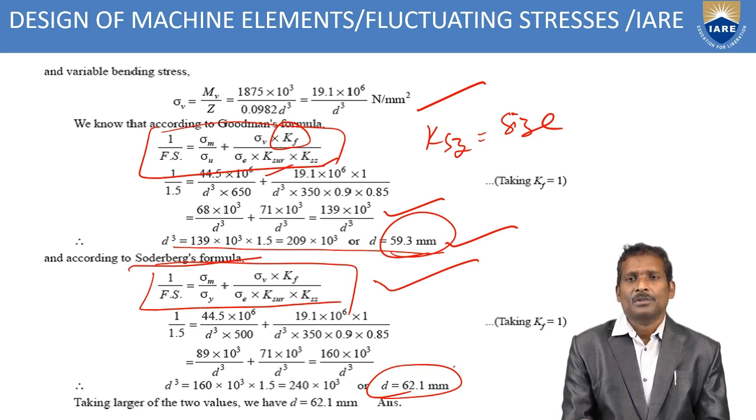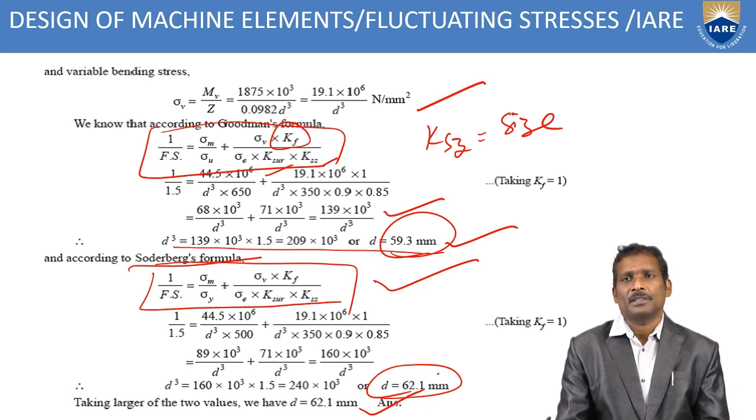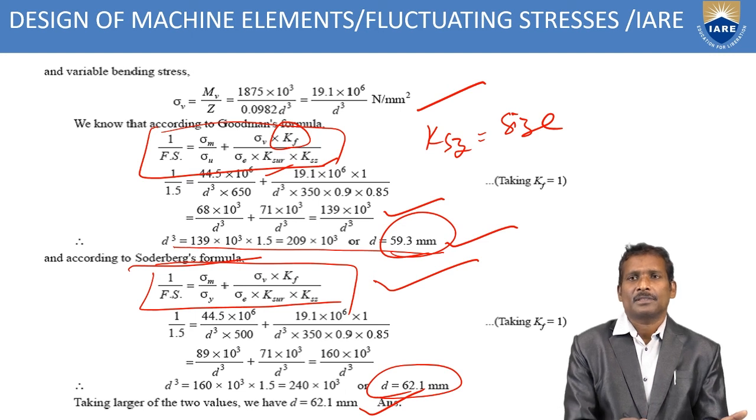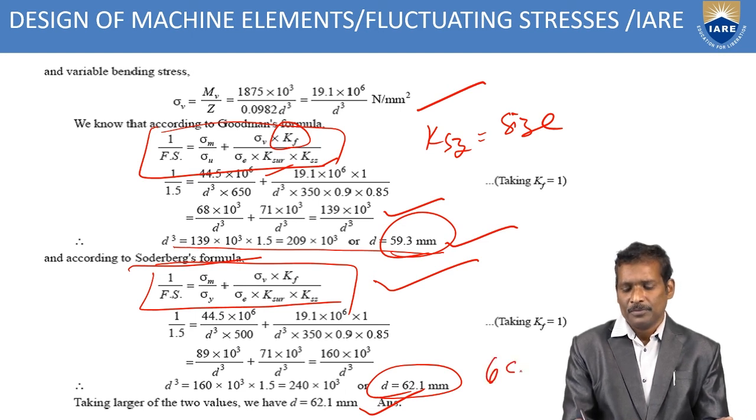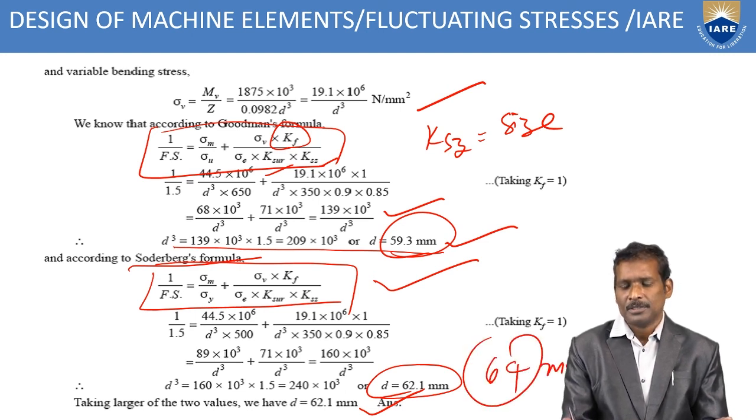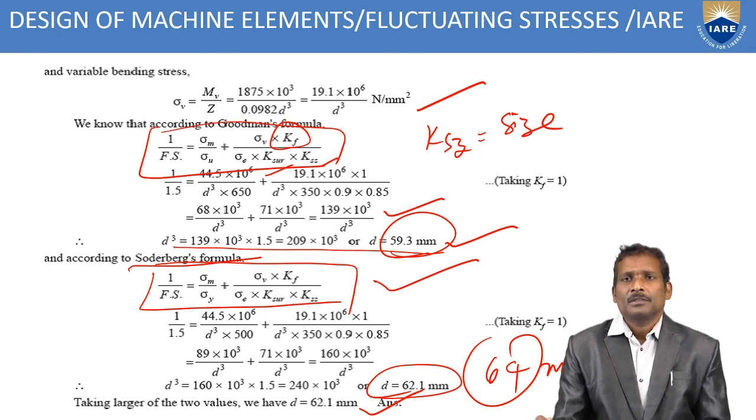Clear? So here two values of D are available. Which one do you have to take? The larger value. So taking the larger of these two values, that is our final diameter of the circular bar. Here 62.1, you can say 64. The diameter of the bar is 64 mm. So this is the procedure for a fluctuating stress problem.